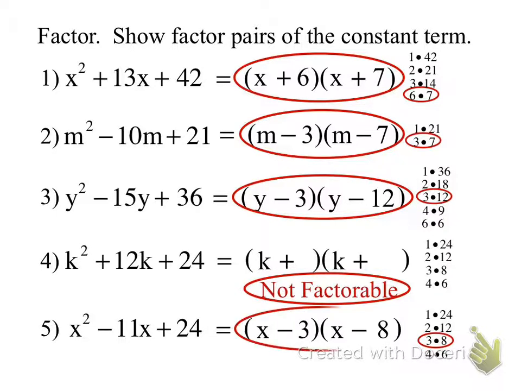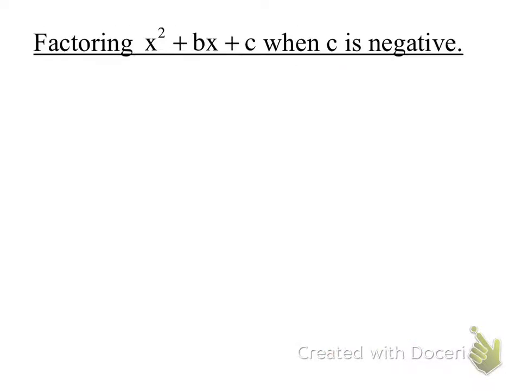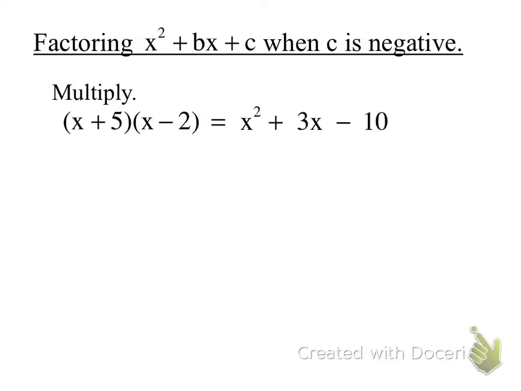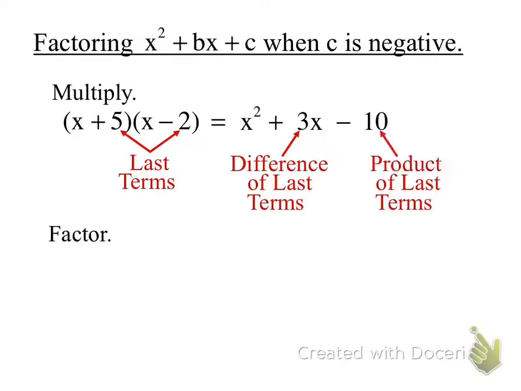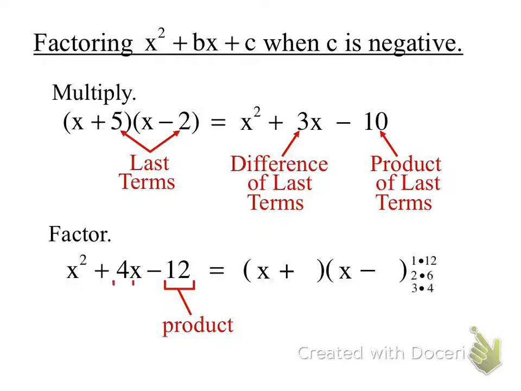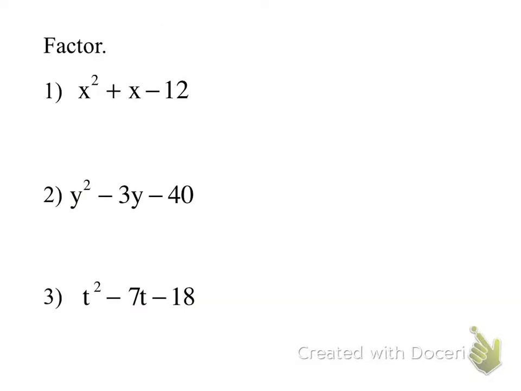Perfect. Don't worry about when C is negative, because when we do X marks the spot, it doesn't matter. I've already trained you on how to deal with that. We're still doing what multiplies to C and what adds or subtracts to B. So we're not really even going to deal with this rule. It's not something that I'm going to quiz you on.